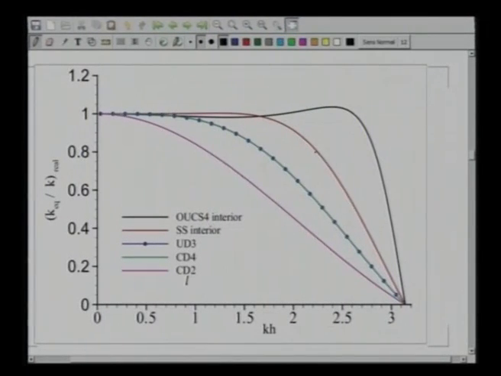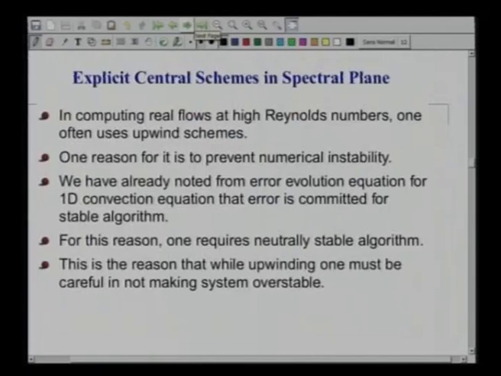I have purposely drawn another line here, which is shown by this black line. This is an implicit scheme that should motivate us to look for them, and as it appears here, this implicit scheme is far more accurate than this explicit scheme. We are going to talk about it as we go along. Okay.